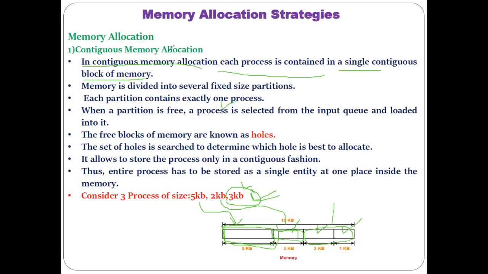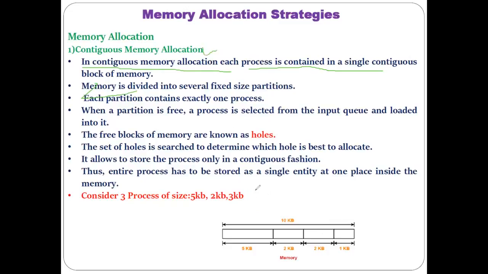Understood? And that is not allowed in the case of contiguous memory allocation. So that is the reason it is said that in contiguous memory allocation, each process is contained in a single contiguous block of memory. Even if the memory is available by combining the blocks, it is not possible in contiguous memory allocation to allocate the memory for certain processes.